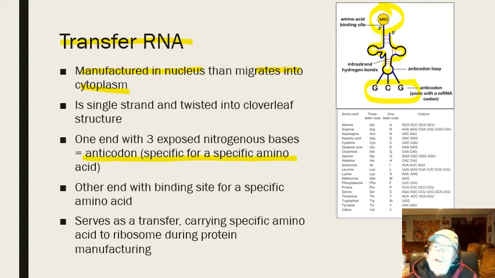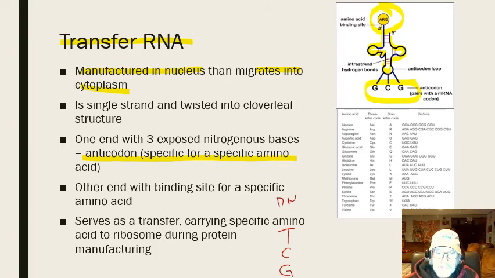You remember that the code for a specific amino acid on the DNA, let's say, was a thymine, cytosine, guanine. Let me get rid of this, that wasn't a very good G. Let's do it this way, it's easier. Let's say we have a thymine, a cytosine, and a guanine. So that was on my DNA.